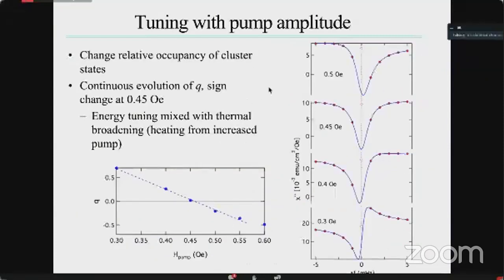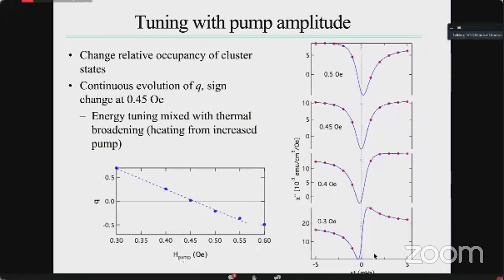Okay, let me note that you can also tune with pump amplitude. So the pump amplitude, of course, drives the system harder, will flip some spins. We see here also that Q crosses through 0. This is the Fano Q, as a function of pump frequency, this is from 0.3 of a Gauss up to roughly 0.6 of a Gauss.